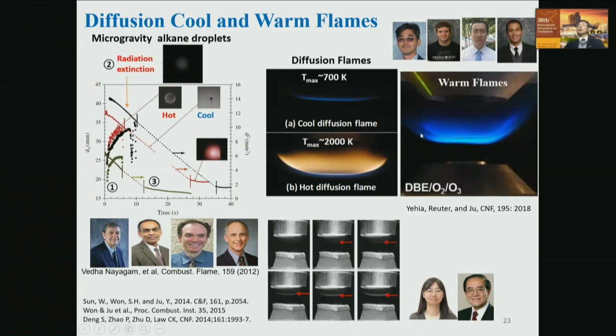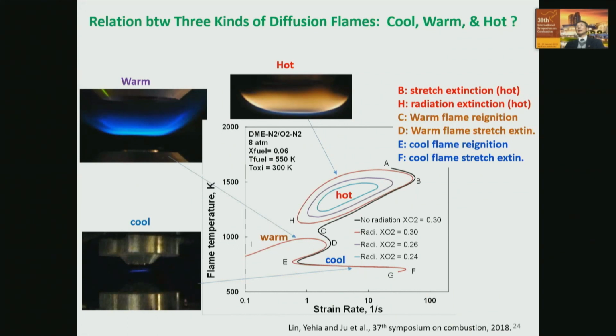And by further using ozone sensitization with dibutyl ether, for example, we can see a warm flame. You can see on the fuel side, there's a cool diffusion flame. On the oxygen side, you have intermediate temperature flames and diffusion flames. So we wonder at what condition a cool flame can exist, and at what condition a warm flame exists. Here's a diagram showing you the flame temperature as a function of flow residence time.